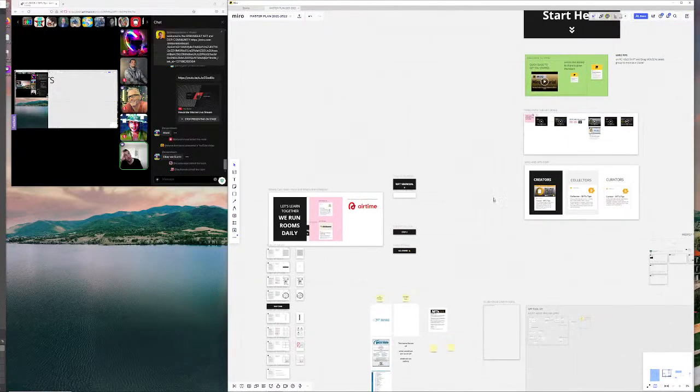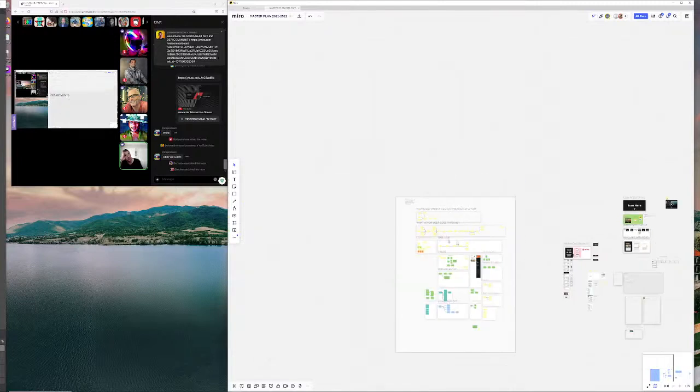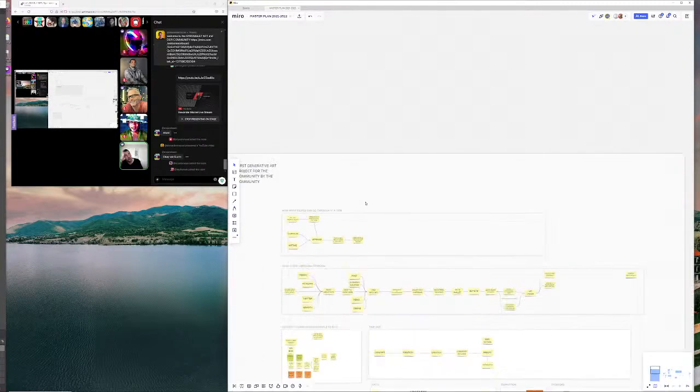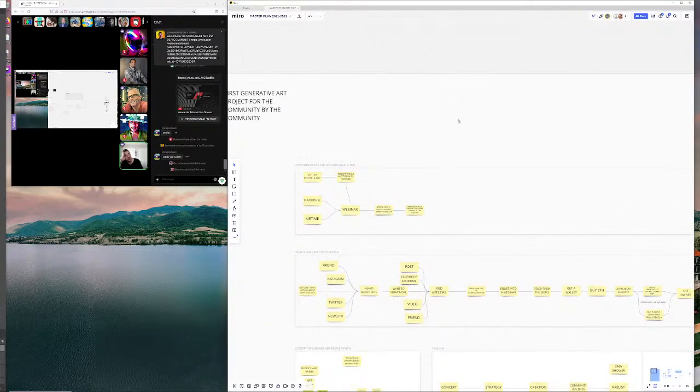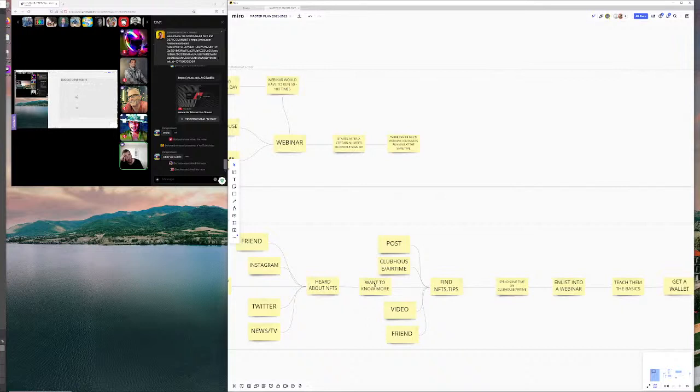Then yesterday we created something else. Where is that? Somebody moved it to over here. Alright, so this is basically the project that I was thinking about with a group of people. We came up with the idea of creating a generative art project of babies, and using babies as the metaphor of what people would be when they come into the space. They don't really know anything and they're trying to figure it out, and everybody's talking about words and language that they never heard before. So the user's journey would be somebody that knows nothing about crypto and NFTs. They either heard about it through a friend, Instagram, Twitter, or the news, and now they want to know more. So where do they go?